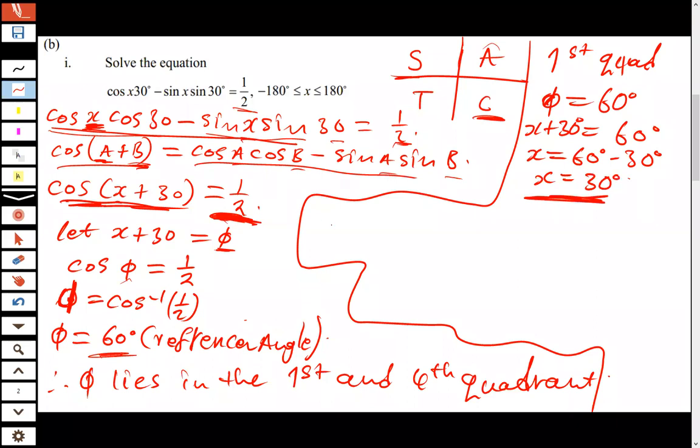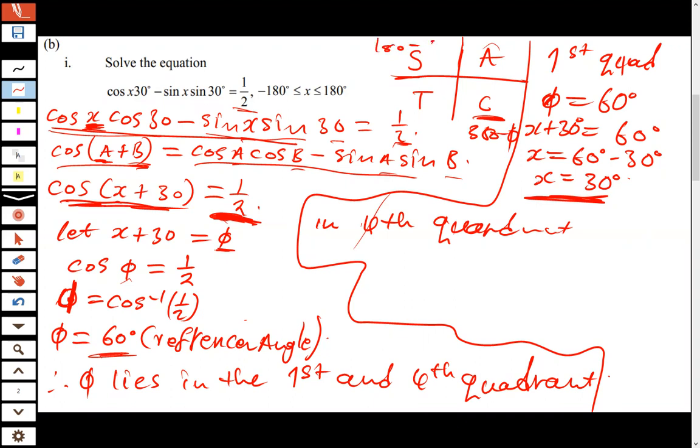And then in the fourth quadrant, we know to say 360 minus the angle that you found. So in the second quadrant, it's 180 minus the angle that you found, which is phi. Then in the third quadrant, it's 180 plus phi. And then in the fourth quadrant, it's 360 minus phi.